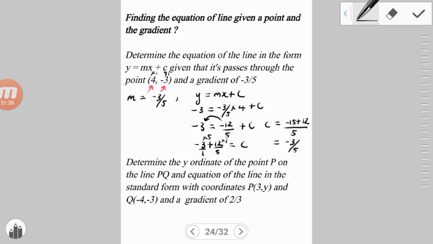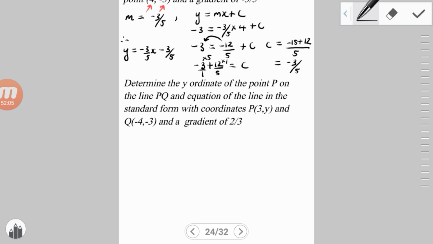Alright, but anyways, here's the equation. Therefore, that's y is equal to negative 3/5 x minus 3/5. Again, they didn't ask for a standard or general form, so I'm assuming that we can just leave it in that form here. Alright, y equal mx plus c. Very coincidental question. Intercept and the gradient is the same.